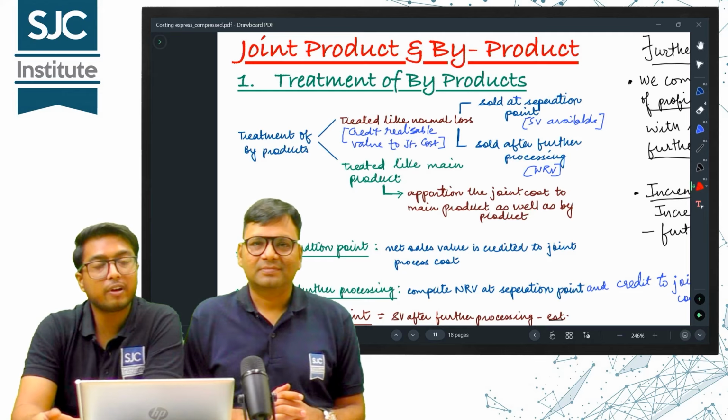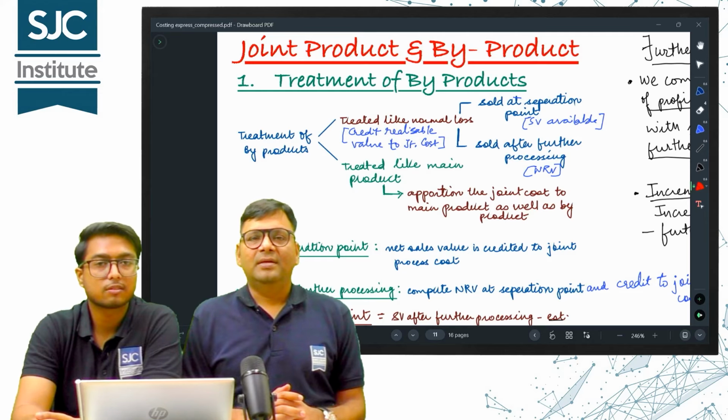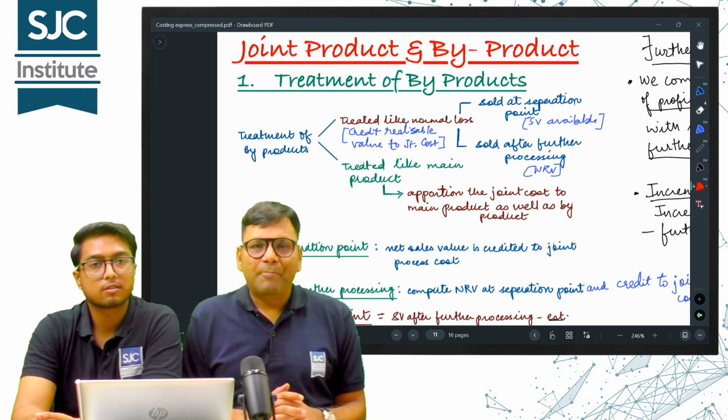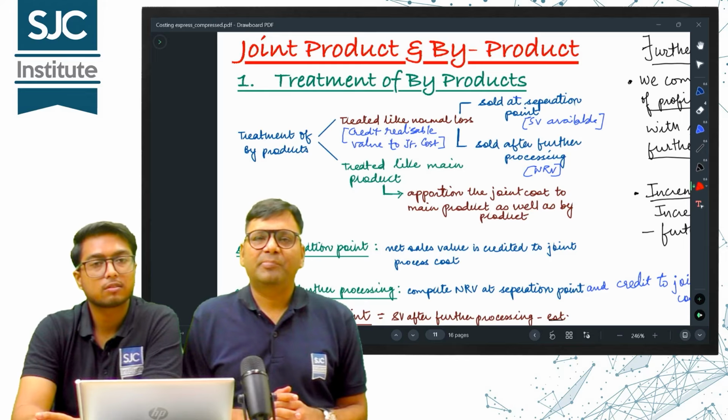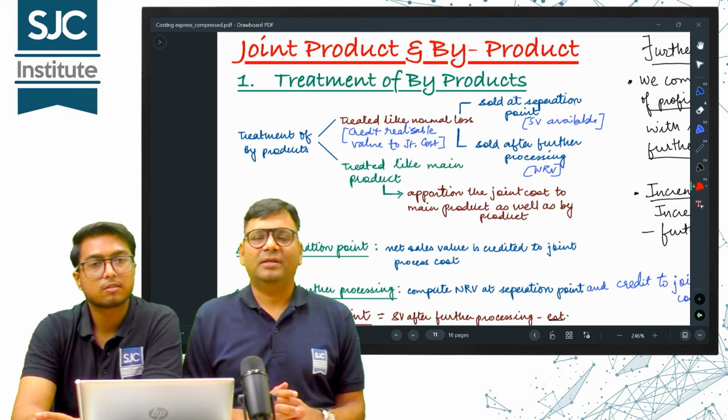What will be its treatment if it is treated like the main product? In that case, we apportion the joint cost of the process to this byproduct as well.